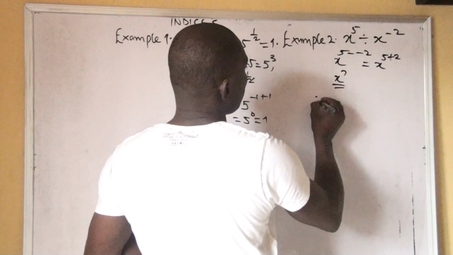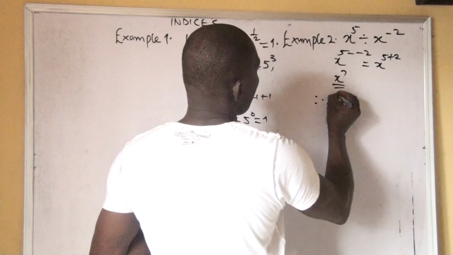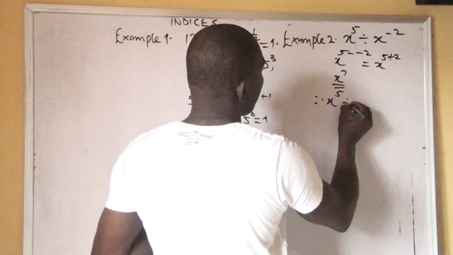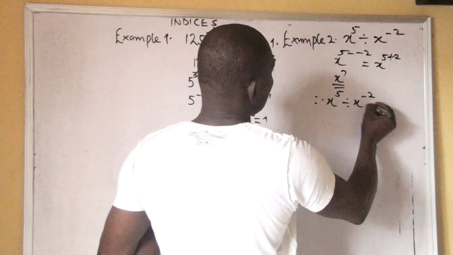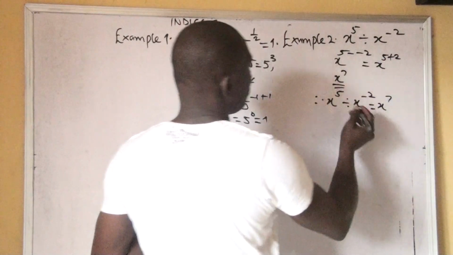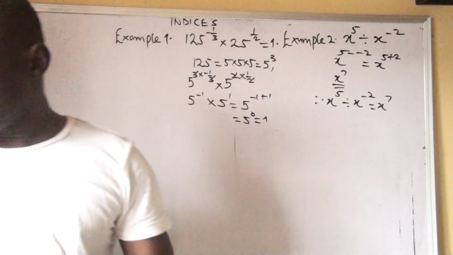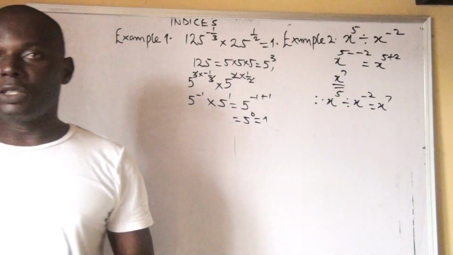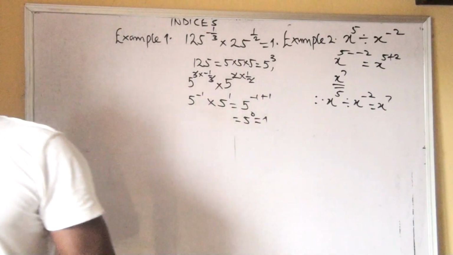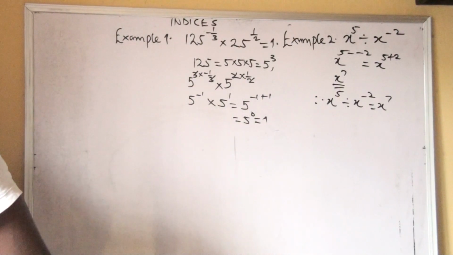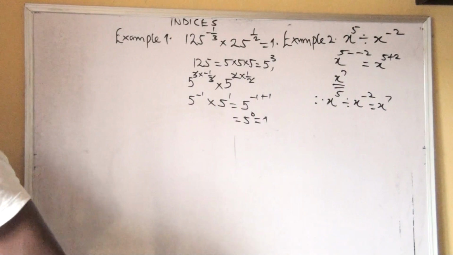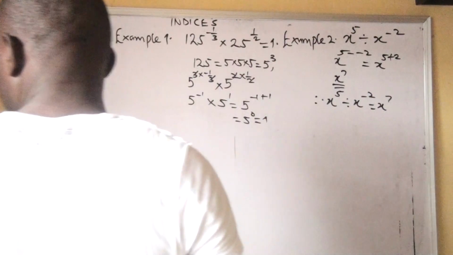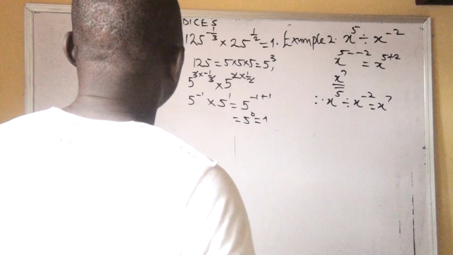So we say therefore s raised to power 5 divided by s raised to power minus 2 is equal to s raised to power 7, because in division, if the bases are the same, we subtract. Okay, that is one question. Now let's pick another question here.